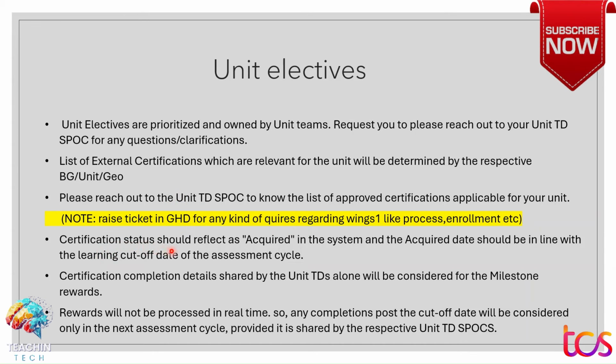So certification status should reflect as acquired in the system, and acquired date should be in line with the learning cutoff date of the assessment cycle. So in this case, you can see this, right? This point, certification status should reflect as acquired before. When should it happen? Before the learning cutoff date. They have mentioned learning cutoff date, right? So I don't have that information here. If you see, there should be a September 5th and October 10th. It seems like two various dates, right? So two different dates, which I have explained in the previous video. So align with that. So it should get acquired before that.